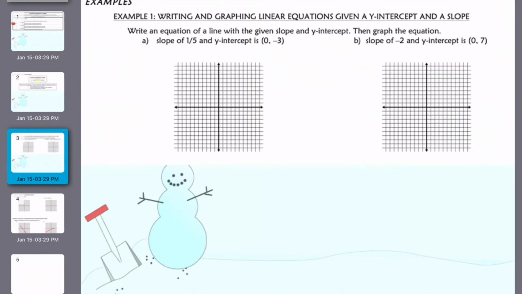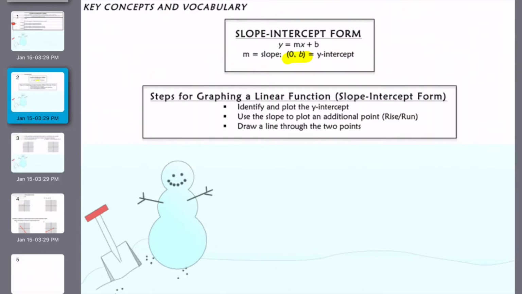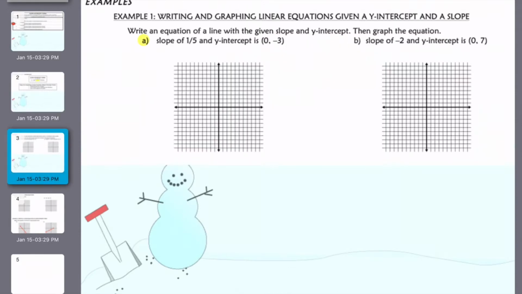We're just going to do part A. Write an equation of a line with the given slope and y-intercept, then graph the equation. Remember, our slope-intercept form is y equals mx plus b, where m is the slope and b is the y-intercept. They already tell us what the slope is. The slope is 1/5, so I know I can do y equals 1/5 x, and then my b is -3. So that would be how I write my equation.